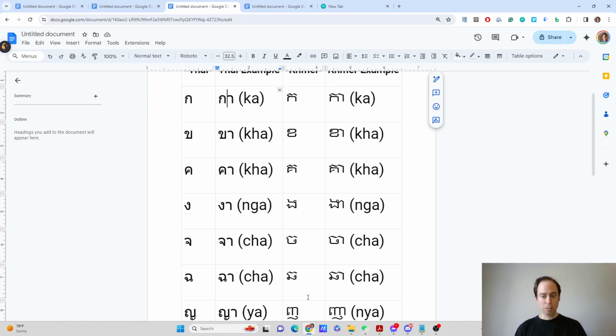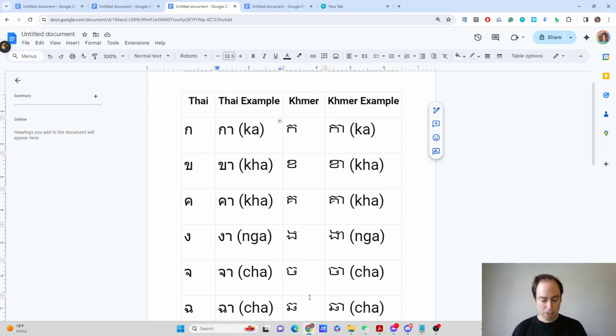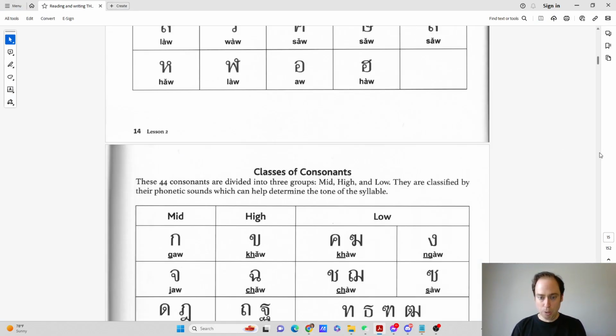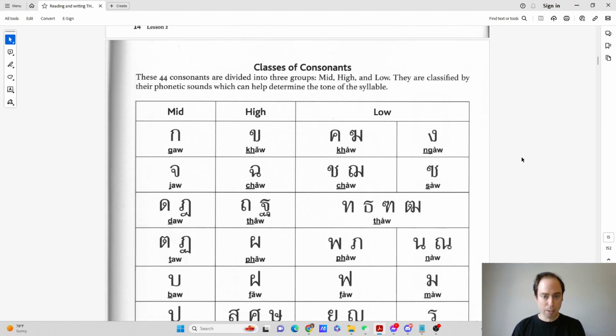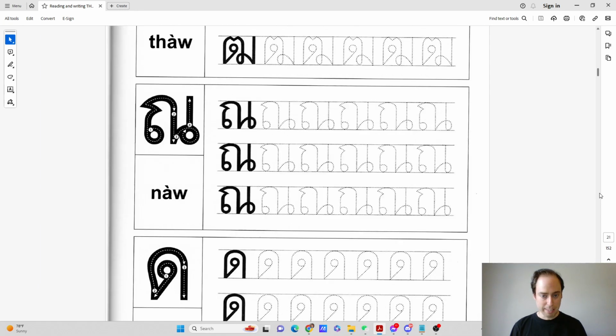So that's just a quick look at the Thai and Khmer scripts. Let's go back to Thai though. If we look at Thai, they have something called classes of consonants, which is every consonant is grouped into either mid, high, or low. And I'm going to explain in a little bit why this is important, but you have to know which classification each consonant belongs to in order to get the tones correctly. So I will explain that more in just a moment. But let's take a look.